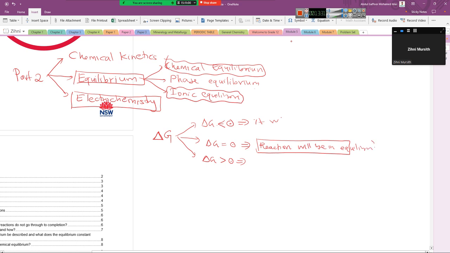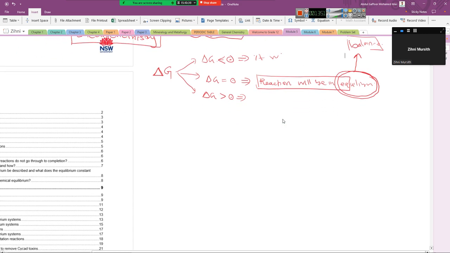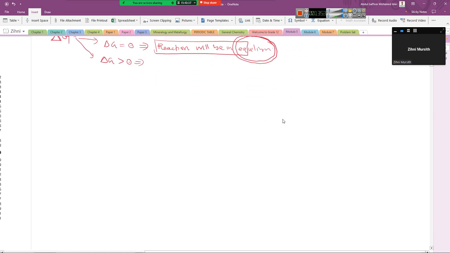So now we are going to connect this module 3 with this module 5, right? So now here we have introduced the term equilibrium, right? So what is equilibrium? Equilibrium means kind of balance. Can you understand that? Balance, right?